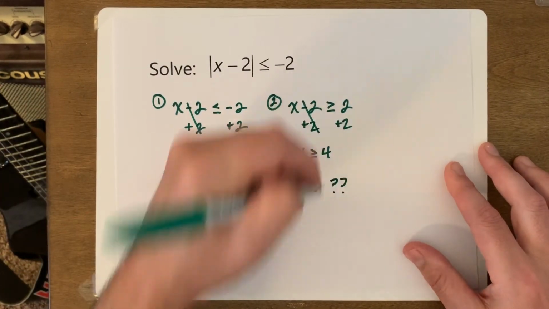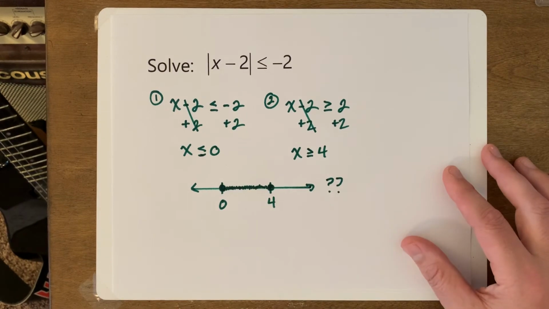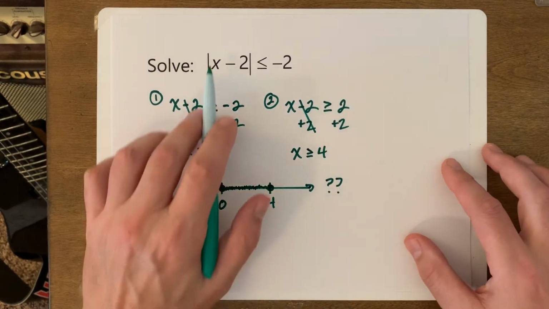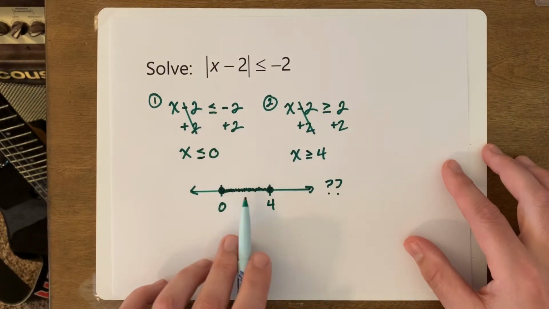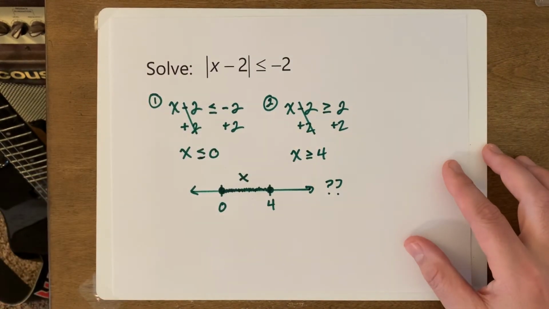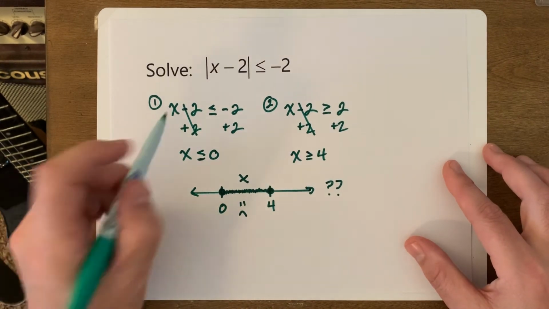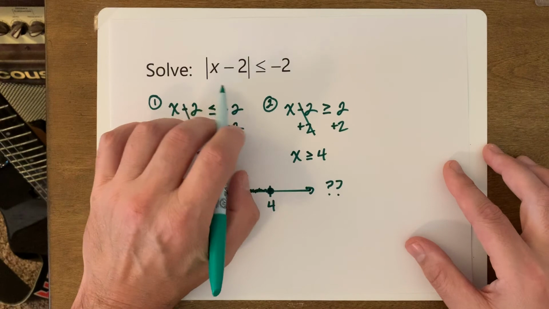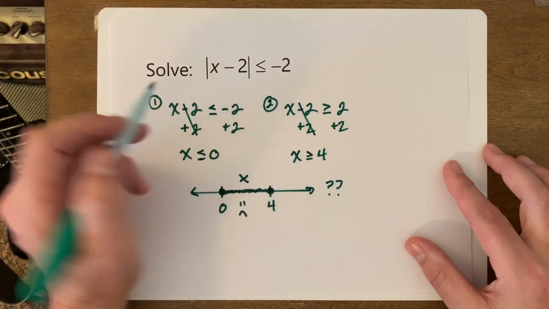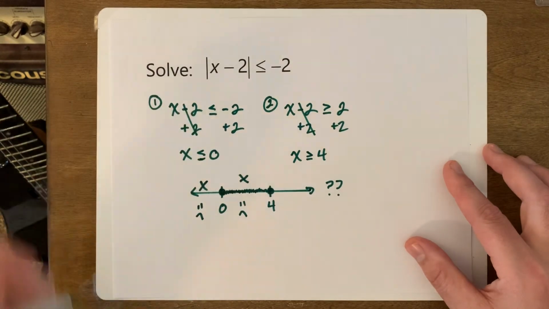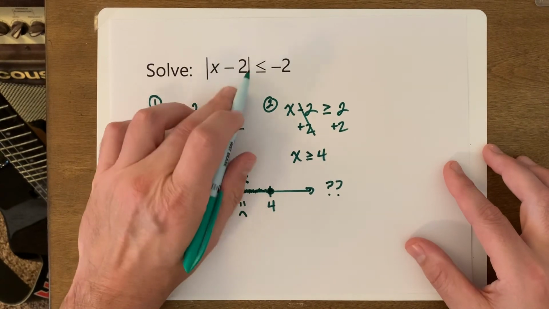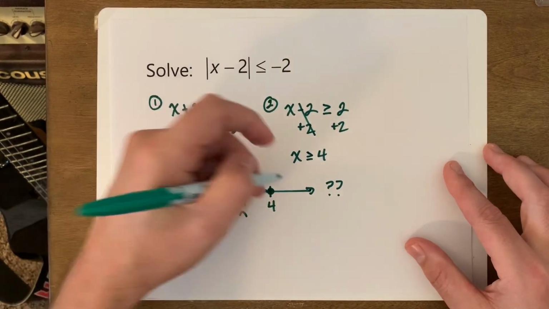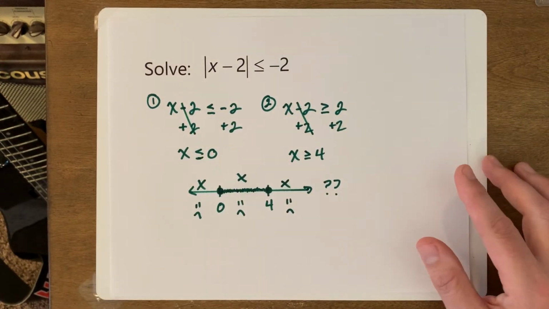Now, I don't know about that. Let's pick a number between 0 and 4 and see if it works. Let's pick 2. 2 minus 2 is 0. 0 is definitely not less than or equal to negative 2. That doesn't work. So that one, no. As a matter of fact, frowny face. If you pick a negative number, negative 1. Negative 1 minus 2 is negative 3, right? And that's going to pop out as a positive 3. That is not less than negative 2. So again, that doesn't work. Pick a number bigger than 4, 5. 5 minus 2 is 3. Absolute value of 3 is 3, not less than negative 2. That one doesn't work. So now nothing worked.